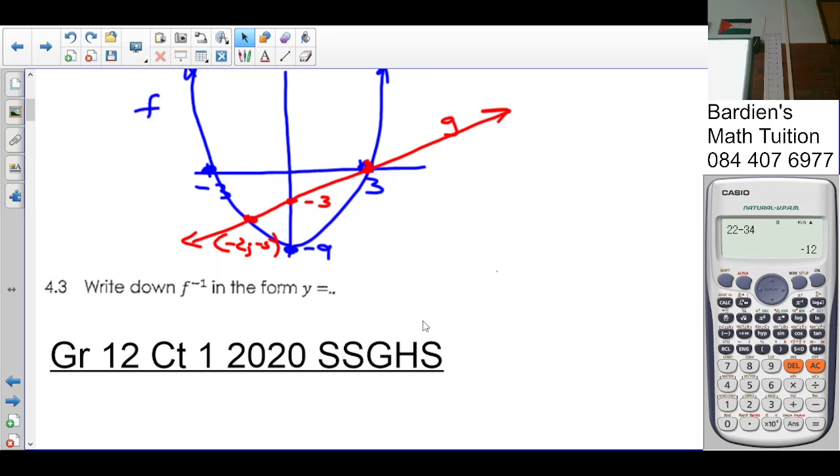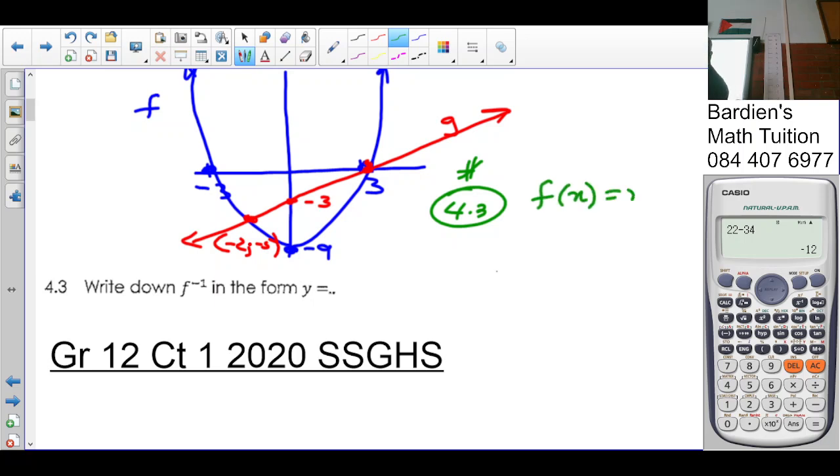Okay, it still applies. So it says, write down the inverse of f in the form y is equal to whatever. So what do we do for the inverse function? As you guys don't know, but I'll do it anyway for the video purposes. For the inverse function, what we do, we interchange x and y. So the equation of f of x is equal to x squared minus 9. So what do we do for the inverse function? As I said, we interchange x and y. Remembering that is a y. So x is equal to y squared minus 9.